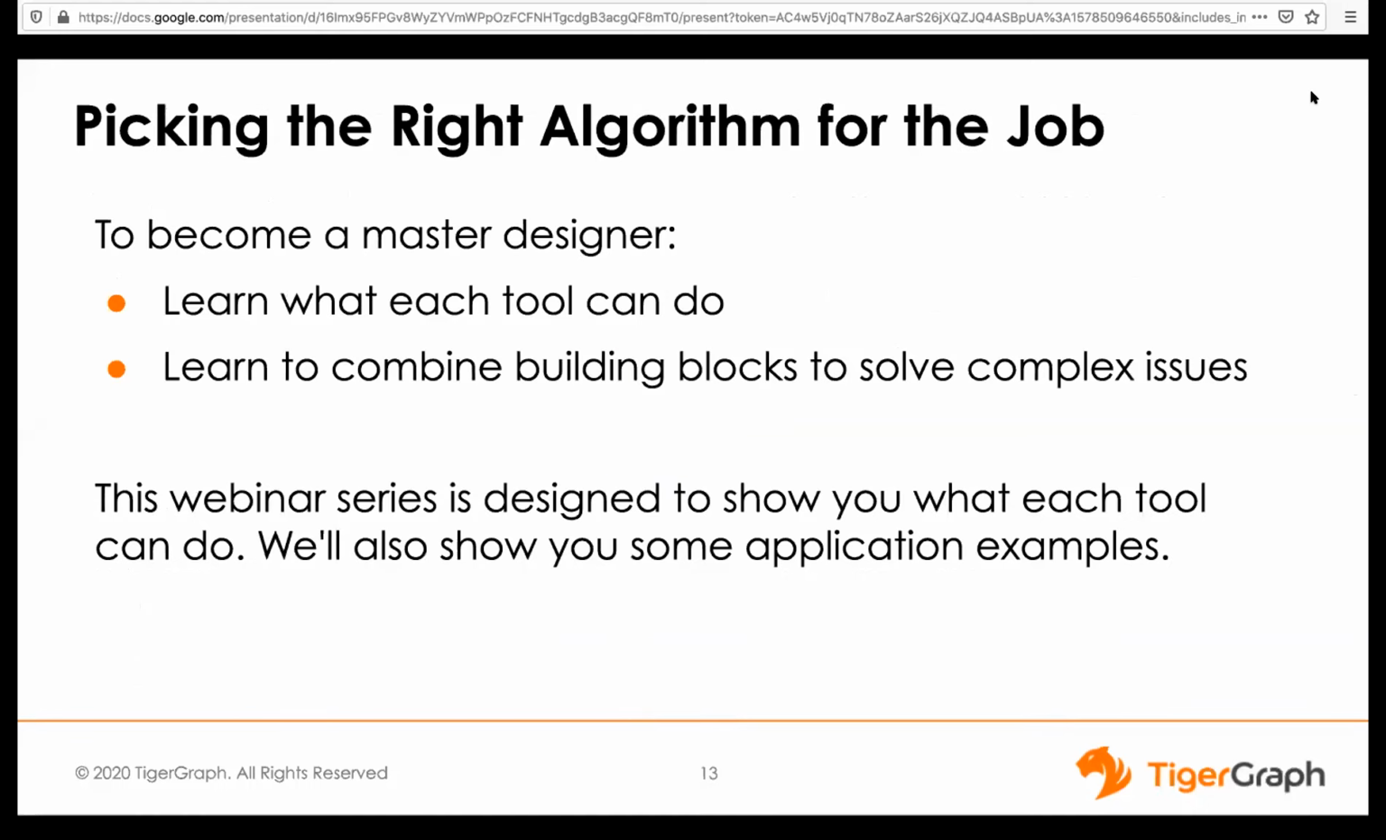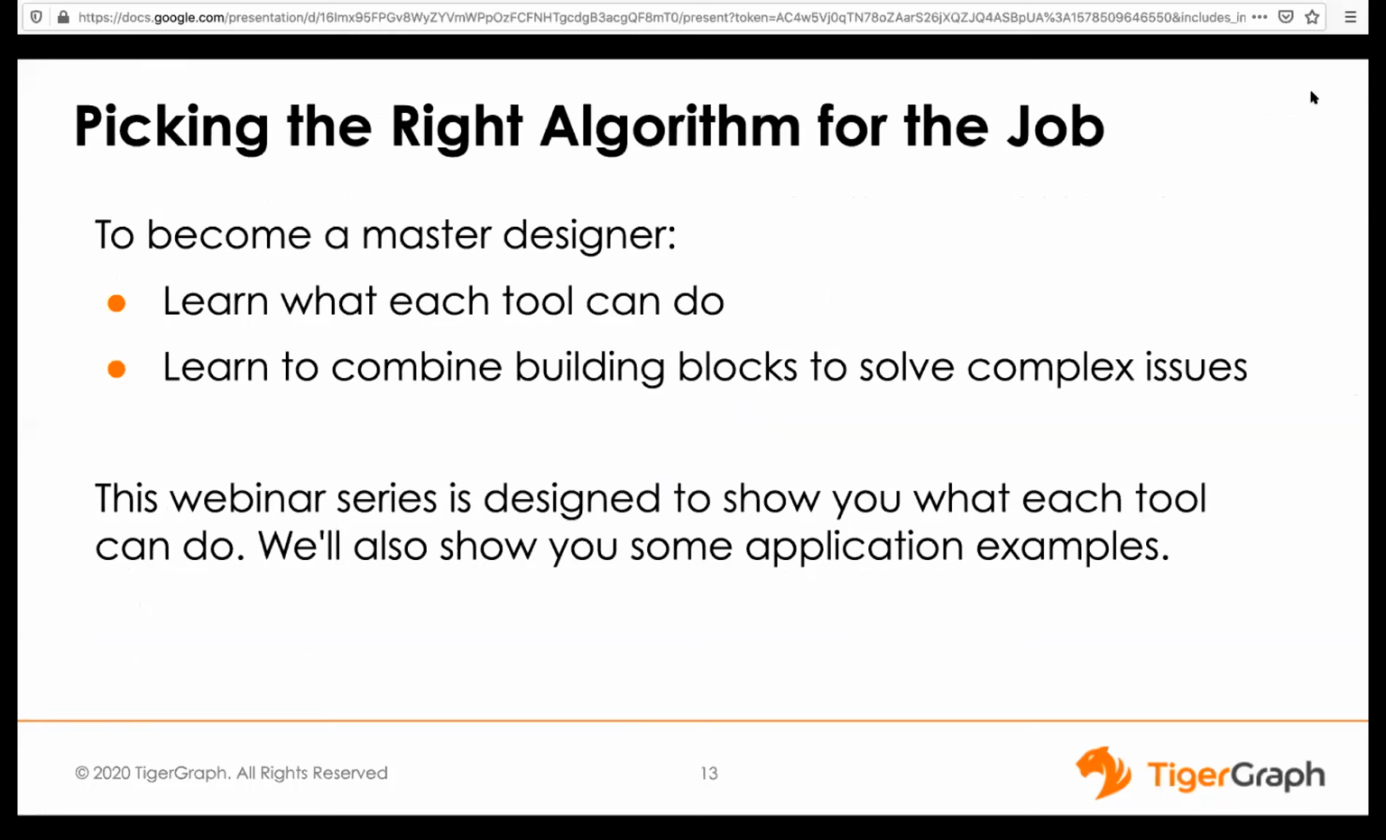Okay, next. So as I said, how do you pick the right algorithm? You have to learn what each tool actually does. And again, because they're functions, they each need some inputs. And it's not just what you think of as the inputs. The entire graph itself is an input. So sometimes the nature of what type of graph you have is relevant.